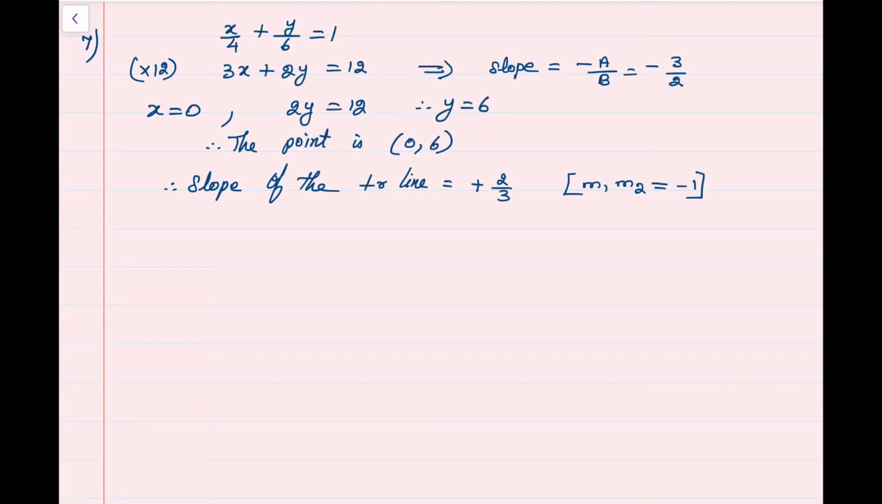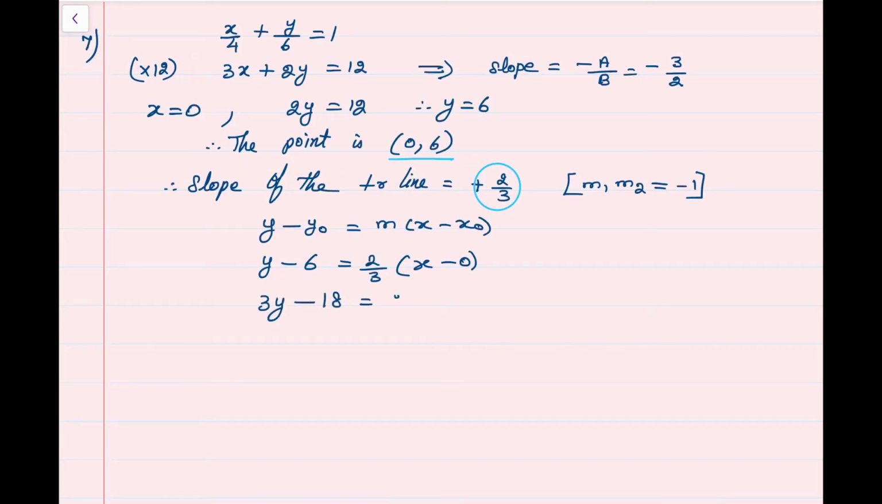Now we know the point through which it passes and we know the slope. We will use point slope form and write the equation of the line. The point slope formula is y minus y0 is equal to m times x minus x0. y minus 6 is equal to 2 divided by 3 times x minus 0. Let us multiply by 3. 3y minus 18 is 2x. Therefore, 2x minus 3y plus 18 is equal to 0.